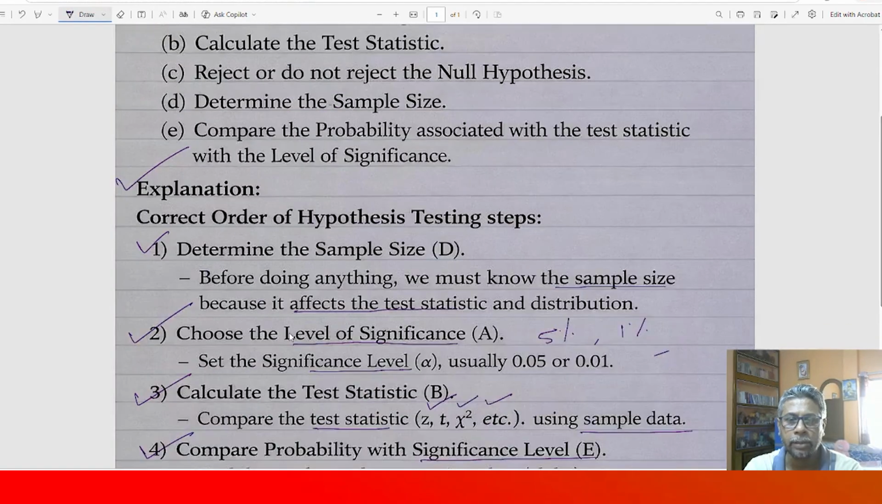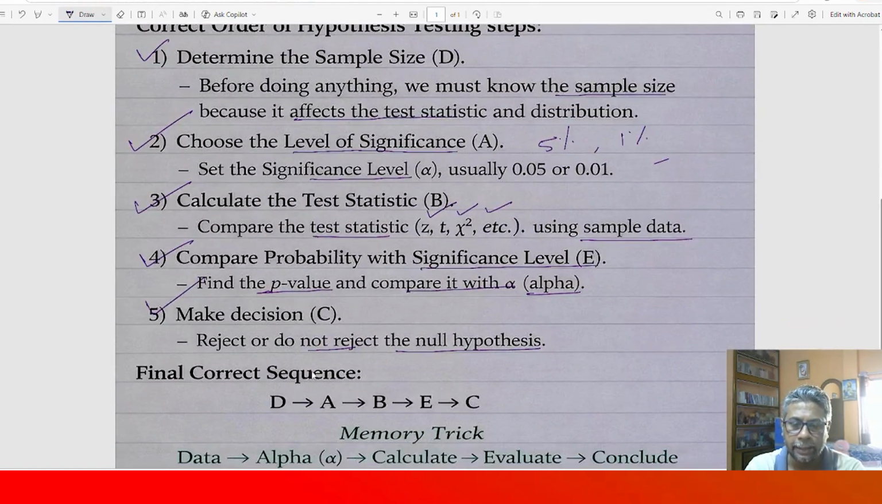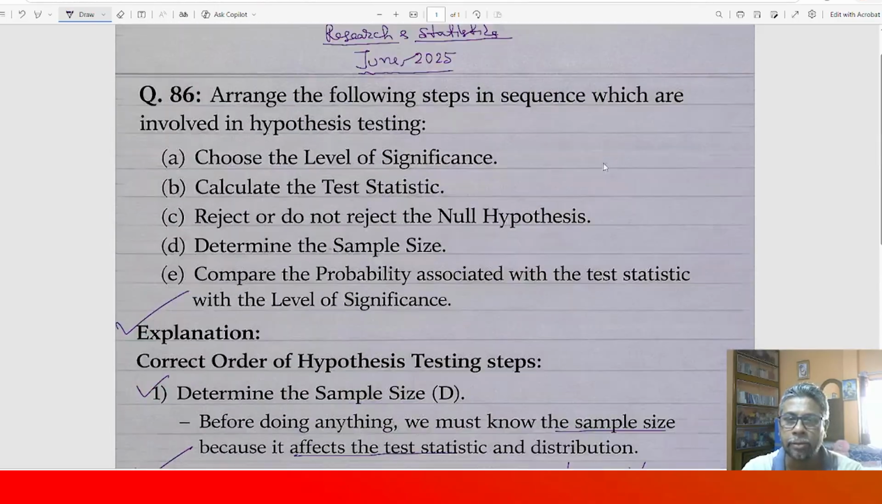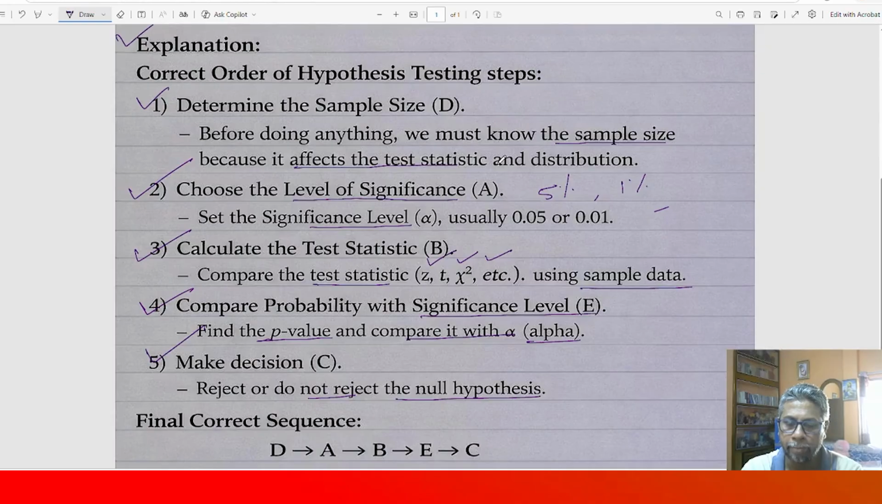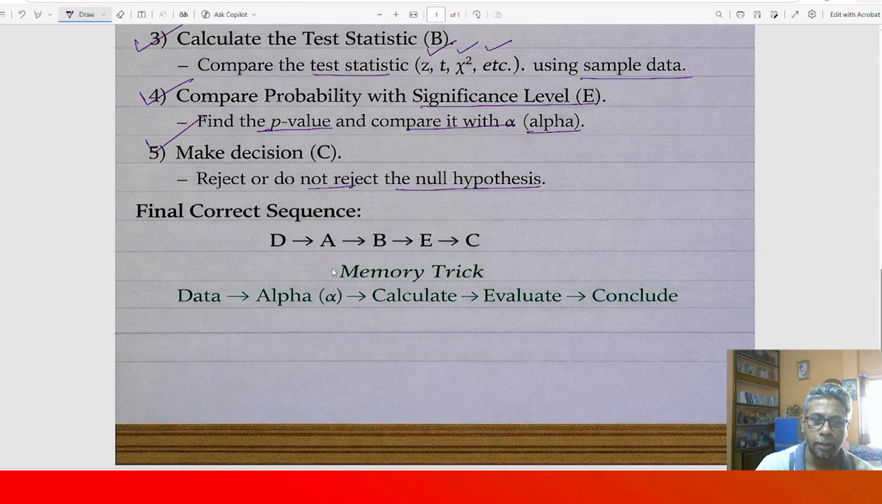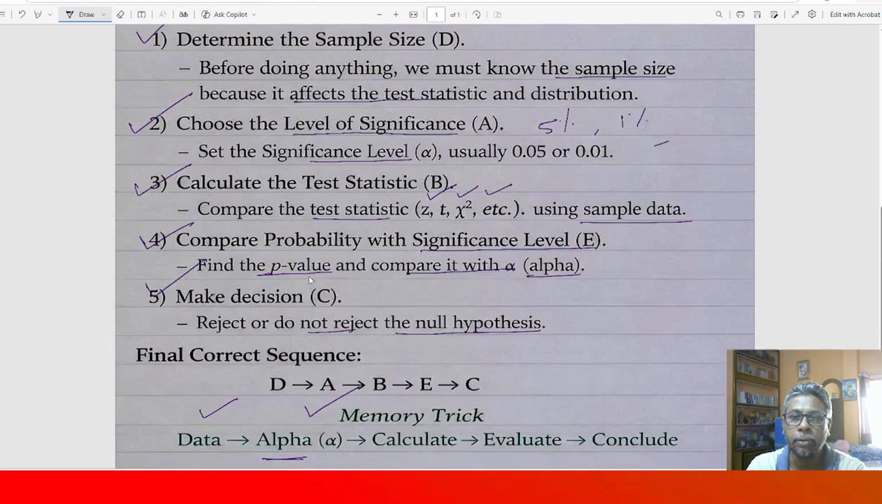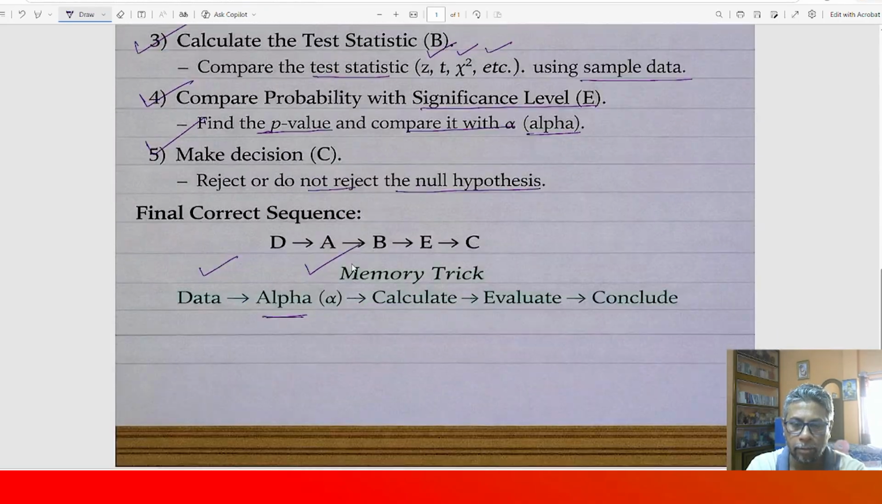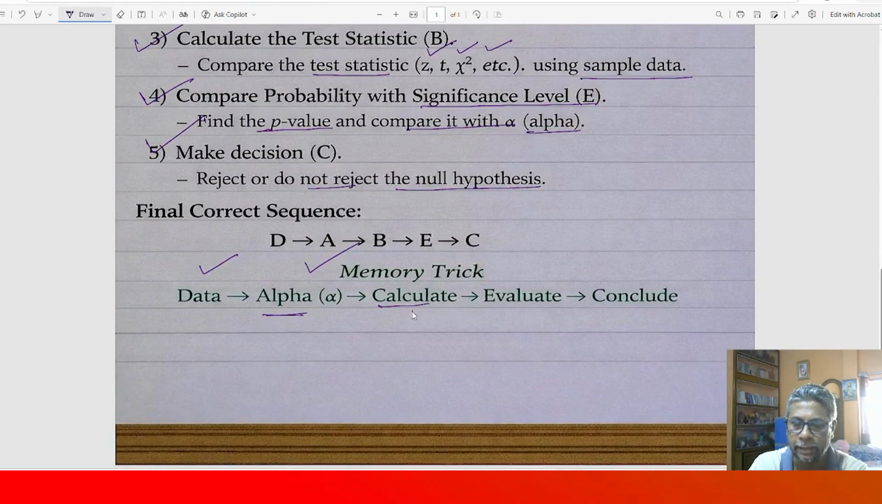So the correct sequence for this question is B, A, B, B, C. Now here is a trick to remember: data collection, second, alpha, which means the significance level, then calculate test statistics, find the p-value, and finally conclude. Conclude means reject the null hypothesis or not.